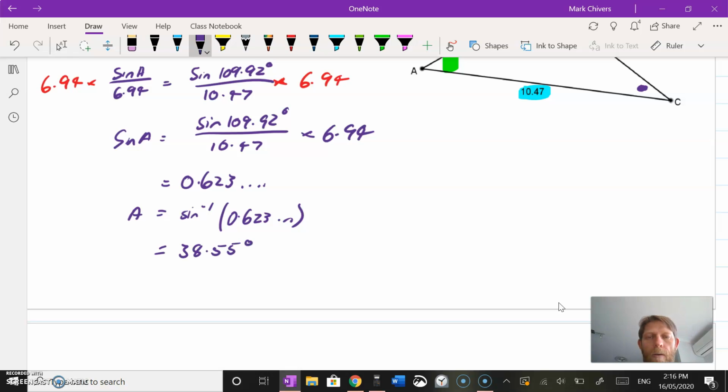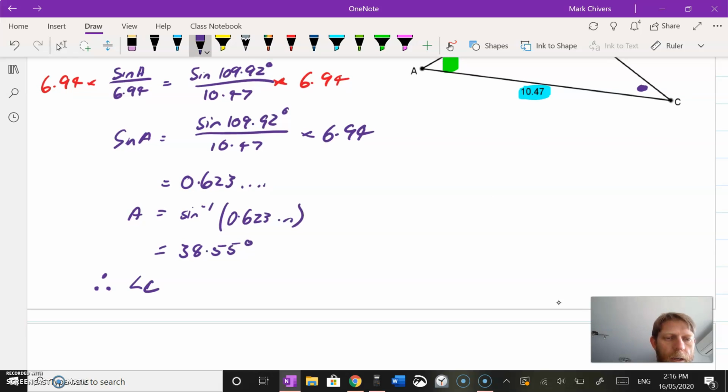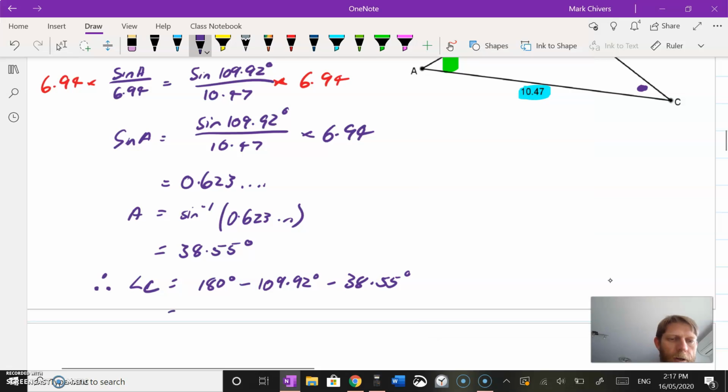Now, at that point, we now know two of the angles, we're going to have to figure out what the angle C is. So therefore, angle C equals 180 degrees minus 109.92 minus 38.55 degrees. So I'll put that into our calculator. 180 minus 109.92 minus 38.55. And that gets us 31.53 degrees.